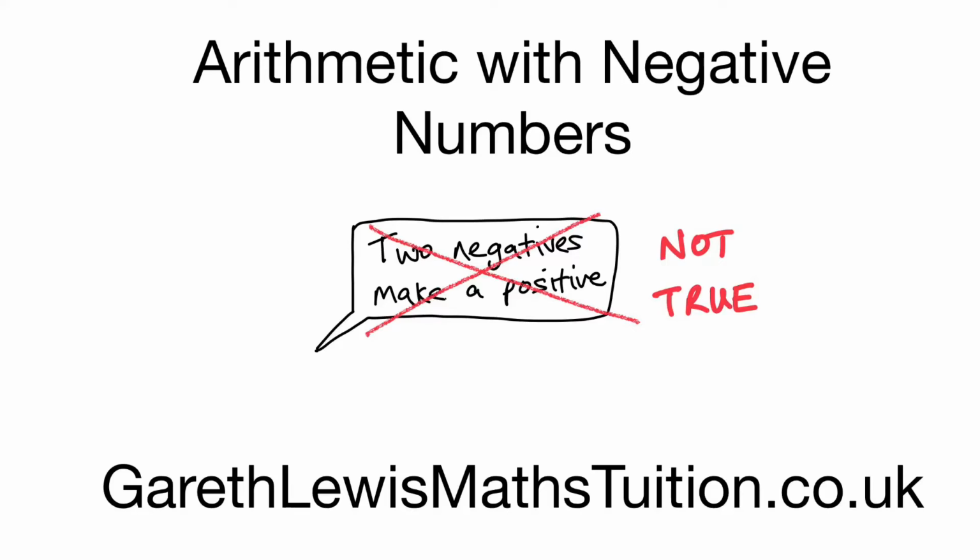To understand arithmetic with negative numbers, forget the idea that two negatives make a positive, if you've been taught that, and learn the words sum and product, which are useful for other topics too.